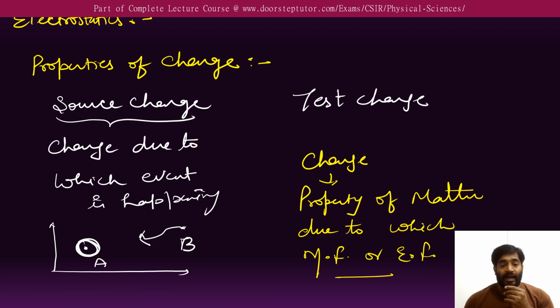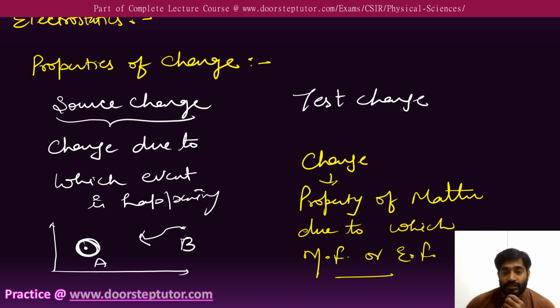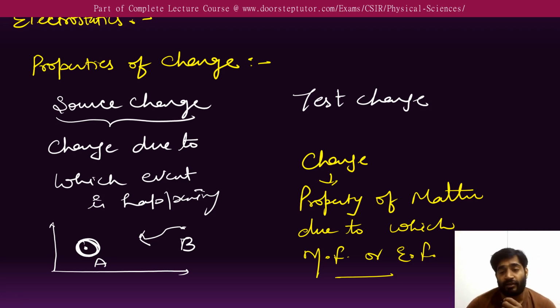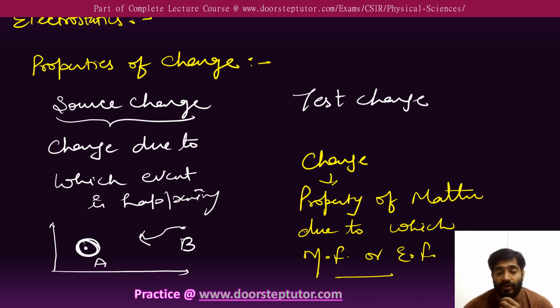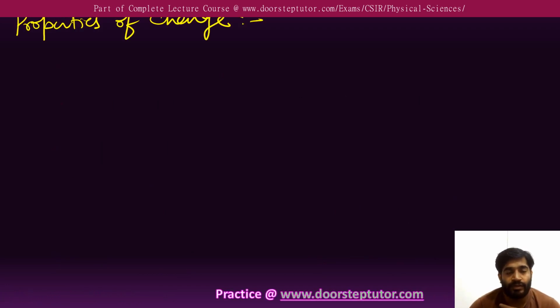When we talk about electrostatics, meaning the charge in a static condition, it produces only an electric field. There is no magnetic field, because when a charge is static, it produces an electric field. That's why I'm writing magnetic field or electric field. Sometimes it produces the electric field only, and sometimes both magnetic and electric fields. So this is what a charge is, a property of matter, due to which there is a magnetic field and an electric field. So we see the properties of charge.